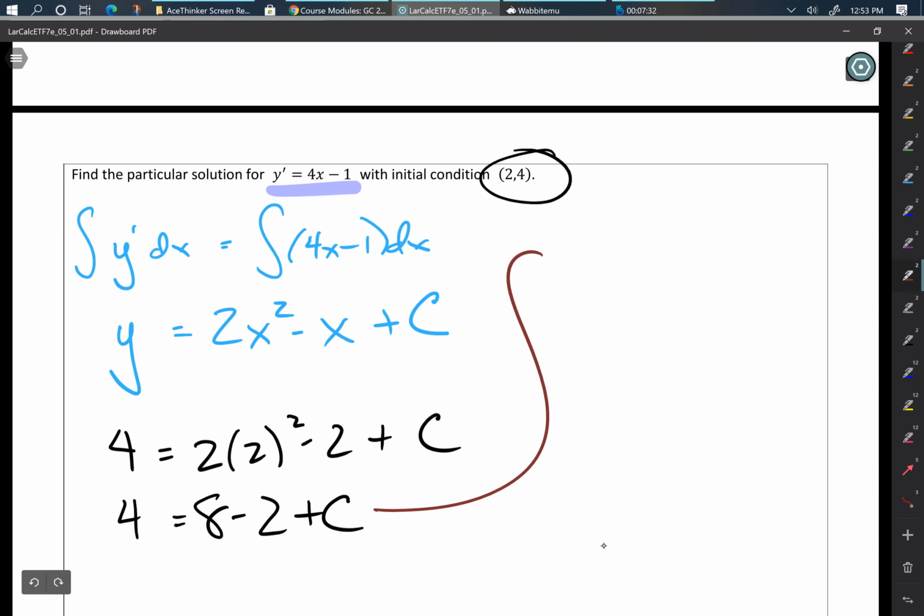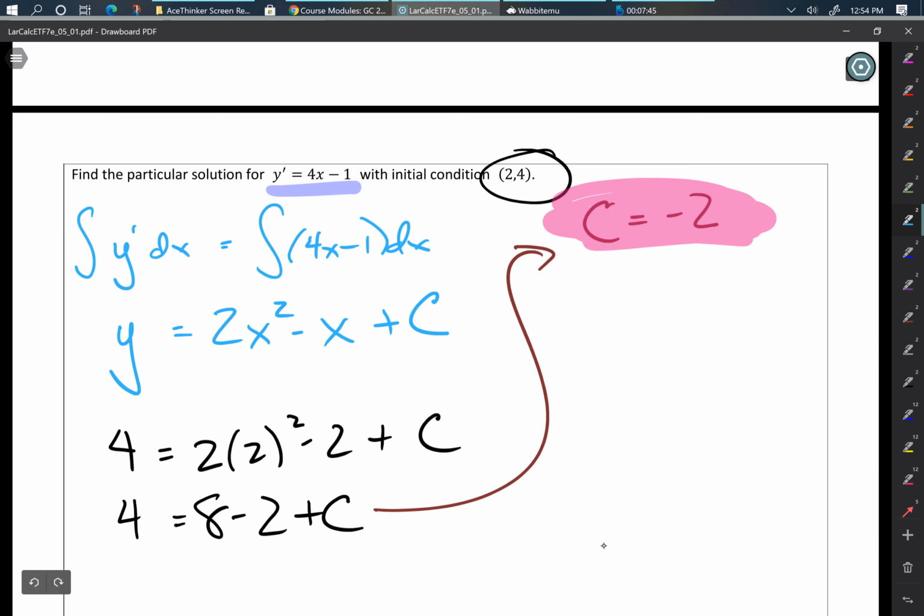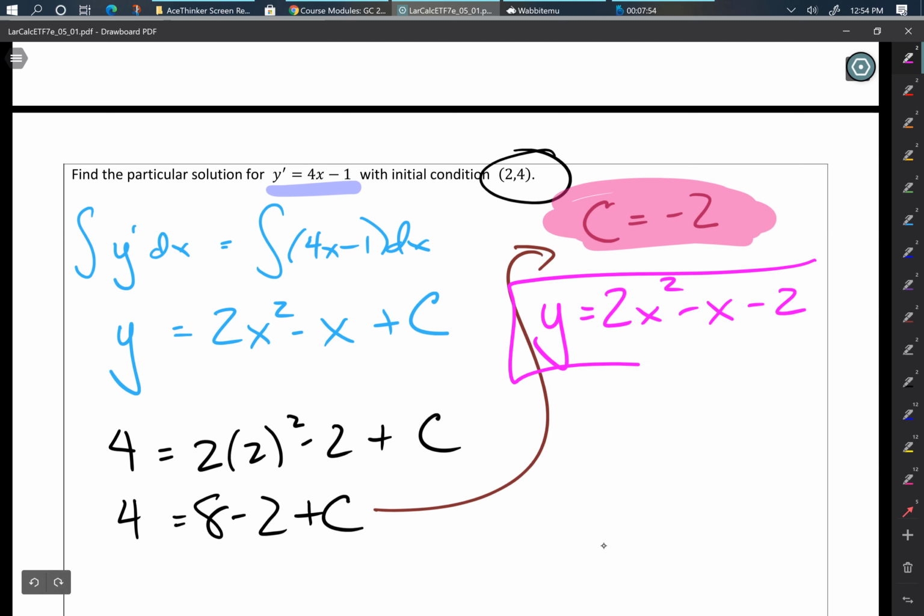Did I set this one up so it's going to give me the same answer again? c equals -2. Okay? I hope that you don't look at this and say, well, both of his answers were -2, so the answer is always -2. That was just me being dumb. I should have picked a different value. But then putting it all together, I get y equals 2x squared minus x minus 2 as our particular solution for the first order differential equation y prime equals 4x minus 1 with the initial condition (2, 4).